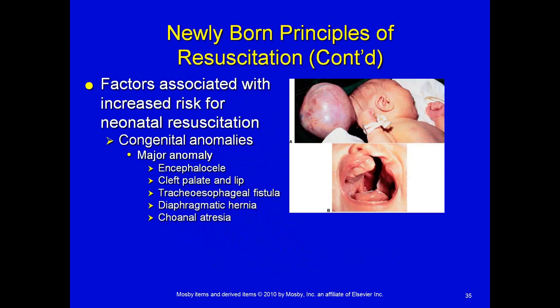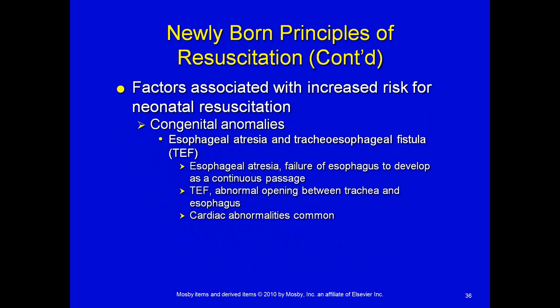Tracheoesophageal fistula, that's where the trachea and the esophagus are one. Diaphragmatic herniation we'll look at, as well as choanal atresia. And choanal atresia is soft tissue blockage of one or both nares in the newborn, to where they are unable to breathe out of their nose.